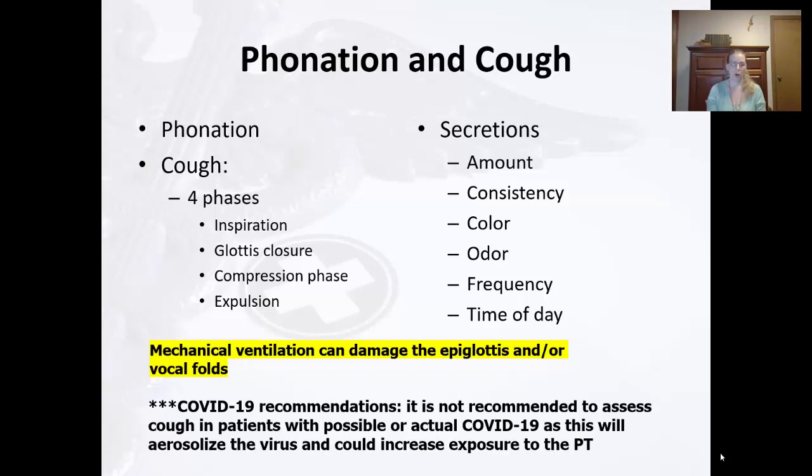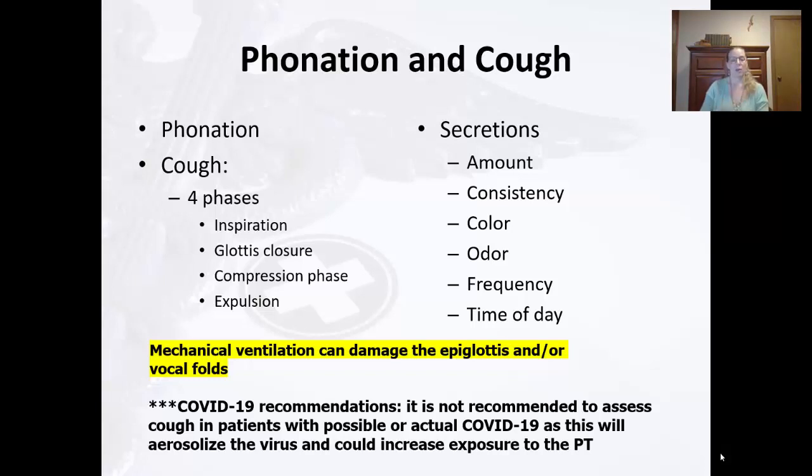But in your patients who don't have COVID-19, patients with pneumonia from bacteria, or patients with COPD, we want to assess the 4 phases of a cough because you have to have all 4 phases intact in order for your cough to be functional or in order for you to expel mucus and clear your airway effectively. The 4 phases of a cough are deep inspiration. We have to take a deep breath in. And then what a physical therapist can't see is that the epiglottis closes.